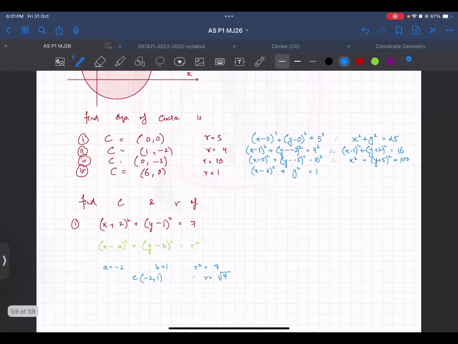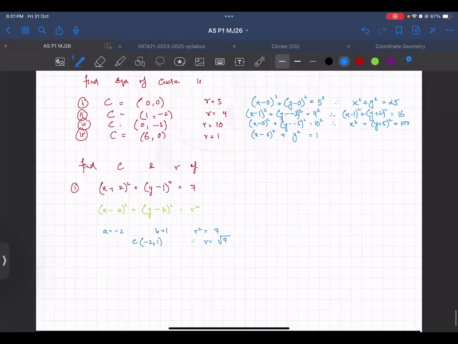Understood? Easy? All good till here? Yeah, easy. Finding the radius and center from the equation, or finding the equation from the radius and center.